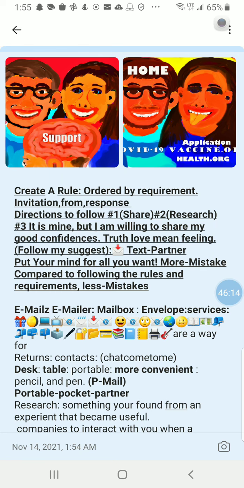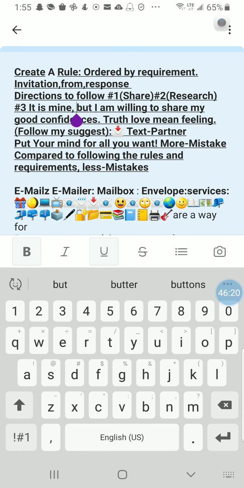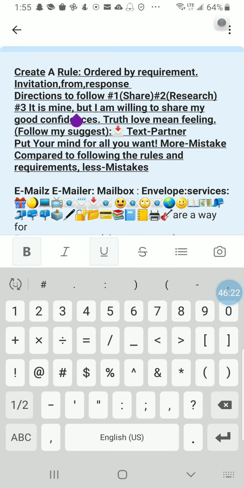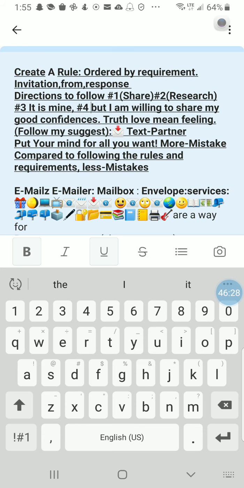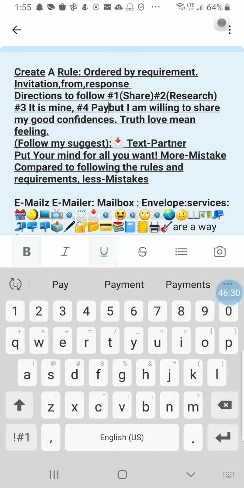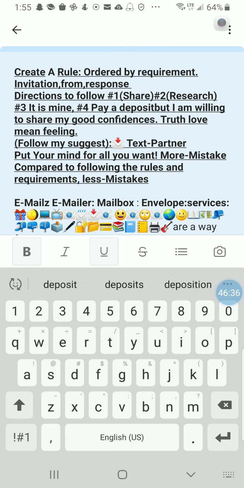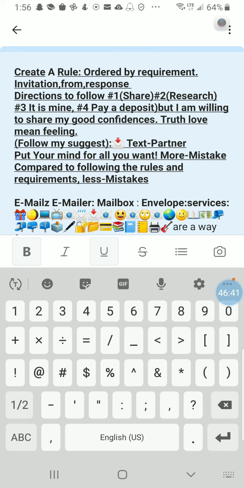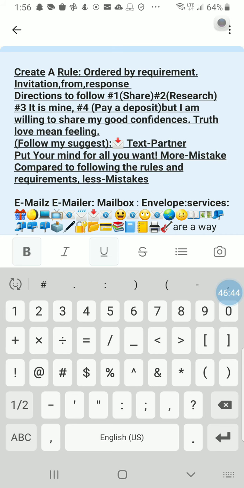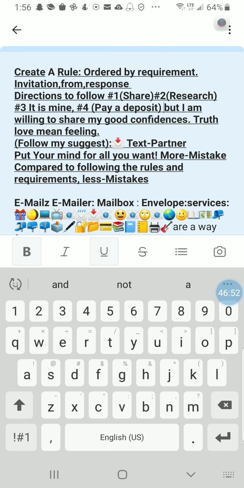How many of us can raise their hand that maybe rule number four would be to pay a deposit or something like that? Rule number four, pay a deposit. And people may say, what? Never mind. Well, what does never mind mean? Never mind means don't worry about it. Just kidding.